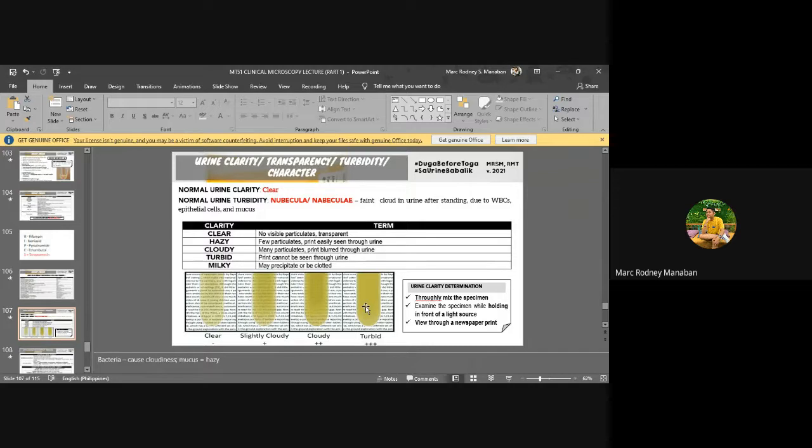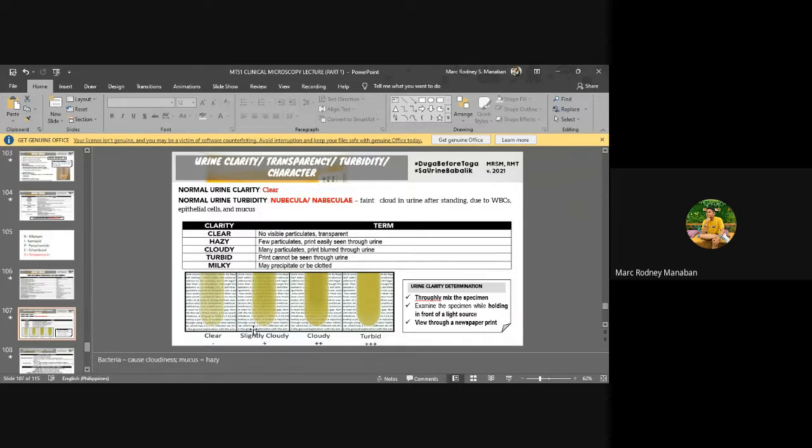Now, for urine clarity determination, how do we determine it? We should mix the specimen first, then use a good light source, in front of a light source, and a newspaper print or any printed material. We compare it against the printed material. Now, bacteria can cause cloudiness, and mucus can cause haziness. So if the urine has mucus, it can be hazy.